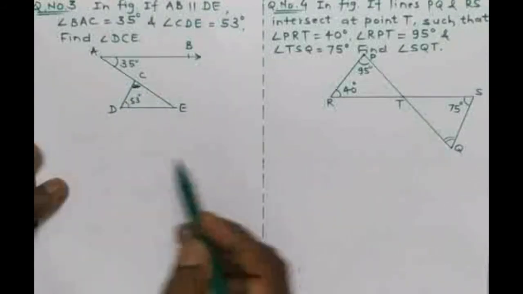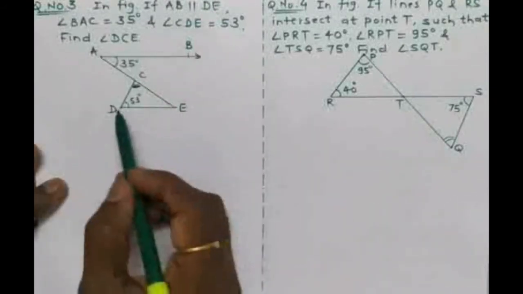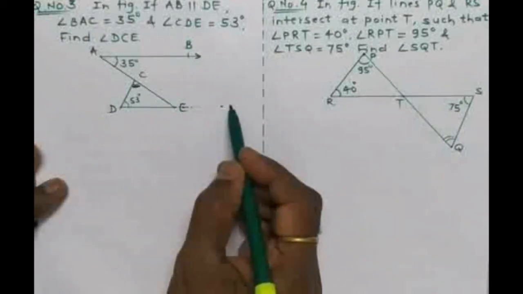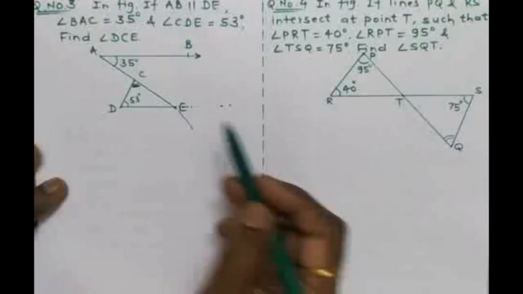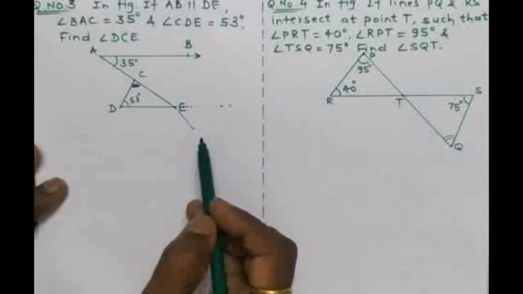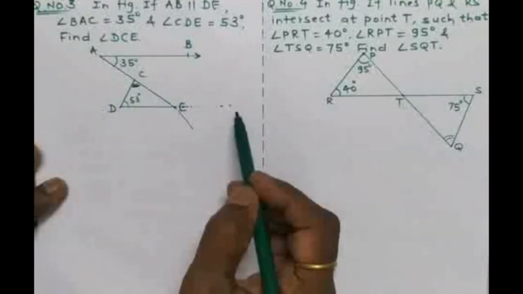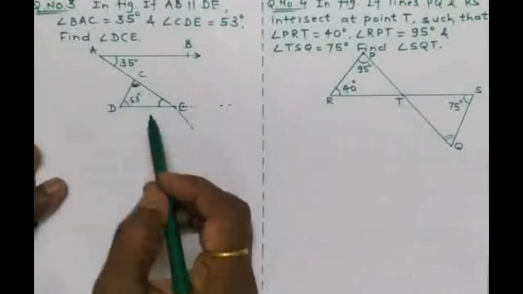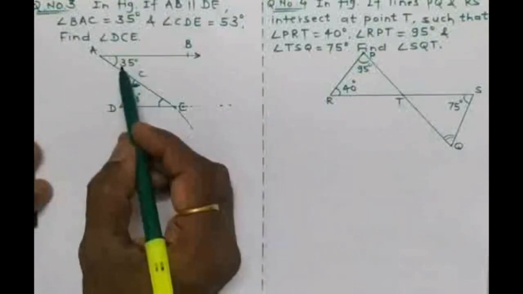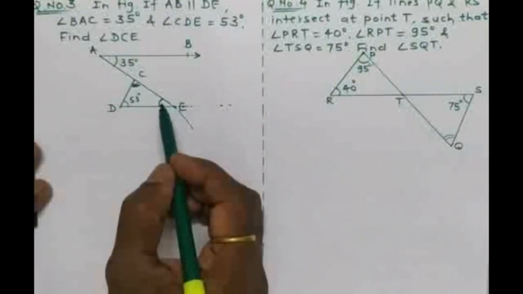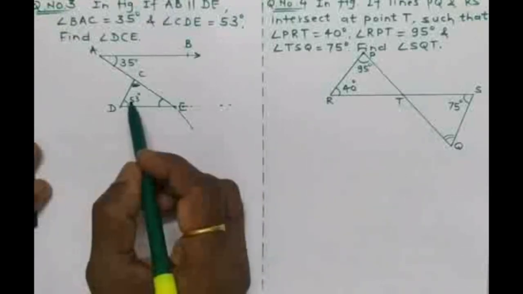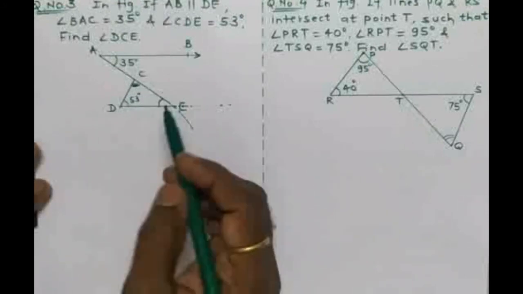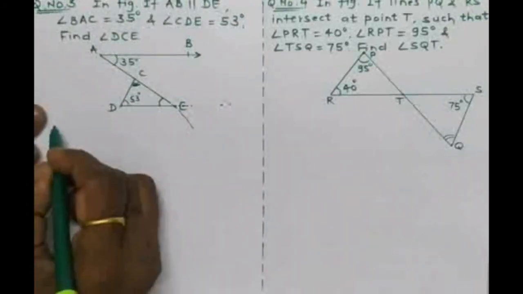Okay. So student, here AB and DE are parallel to each other. If I extend this line like this and extend these lines also, AE becomes the transversal of these two parallel lines AB and DE. Therefore this angle and this angle will be equal. These are alternate interior angles. So as this is 35 degree, this will also be 35 degree. So 35 degree and 53 degree. Then by using angle sum property of a triangle, you can find this angle C. Okay, so let us start. Solution.